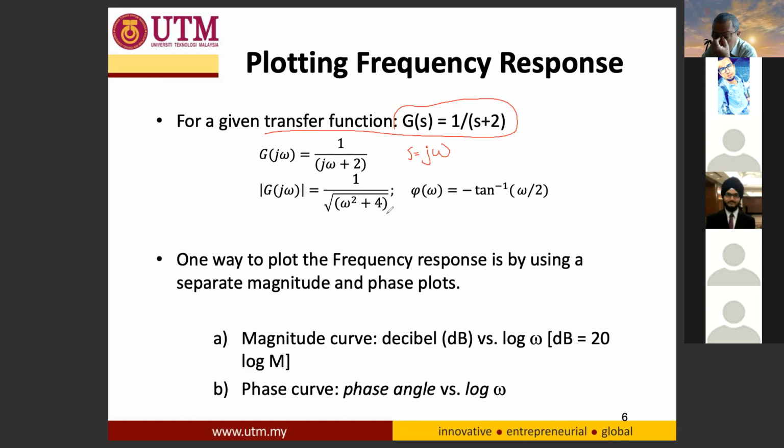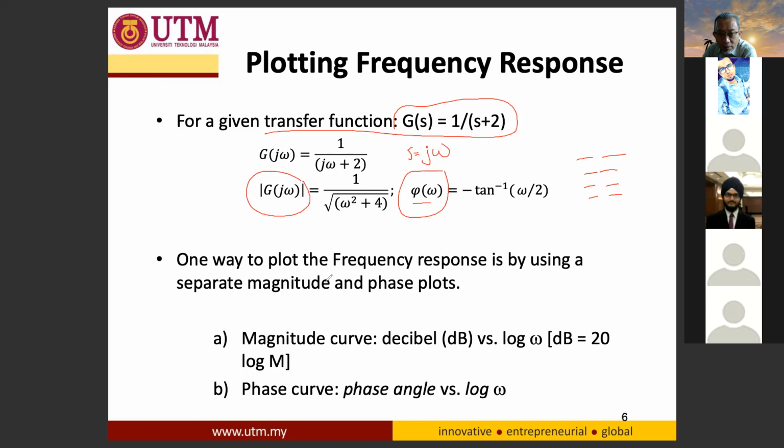And then the phase is equal to minus arctangent of omega divided by 2. After you insert all the values of the frequency for the magnitude and for the phase, you will get a lot of data of the magnitude and the phase, and then you can plot the frequency response.